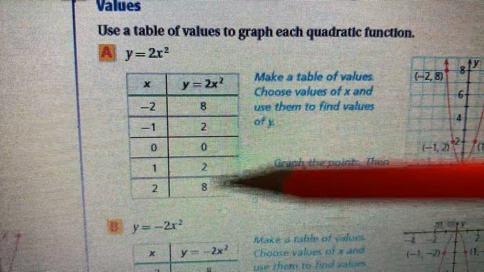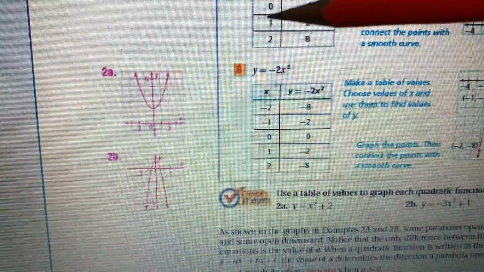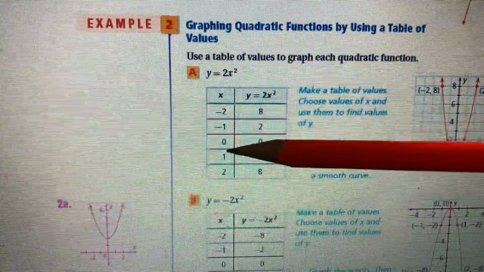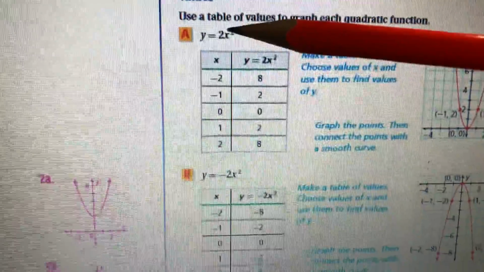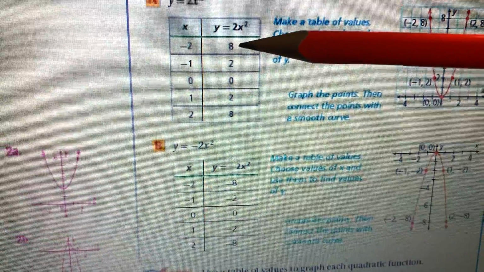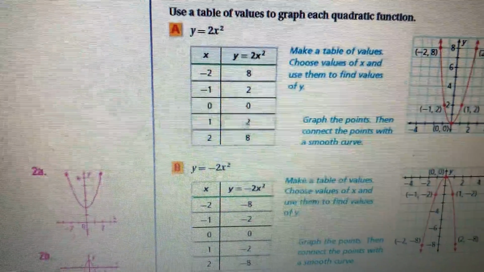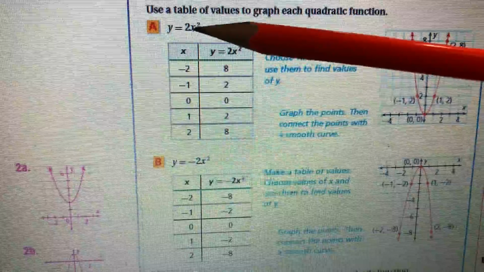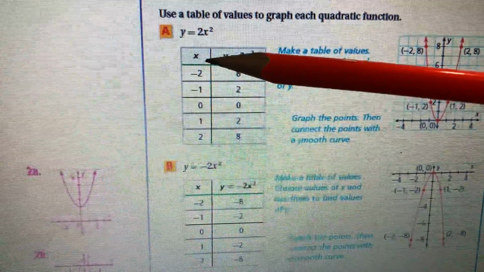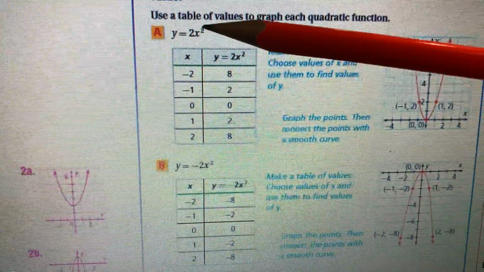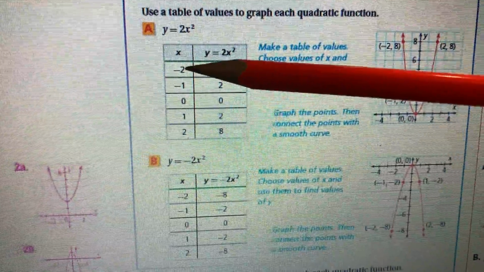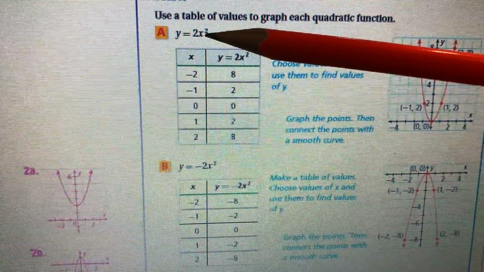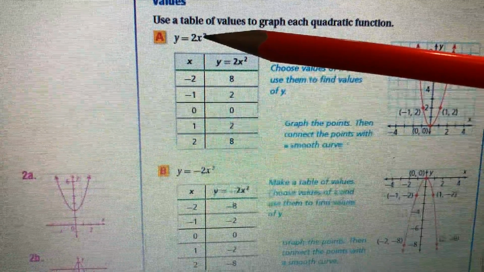What the book is doing is that they are giving values to x and substituting those values in here, and that's where they get the value for y. So for example, if x is equal to -2, instead of x to the second power, they are writing -2 to the second power. That would be equal to 4.